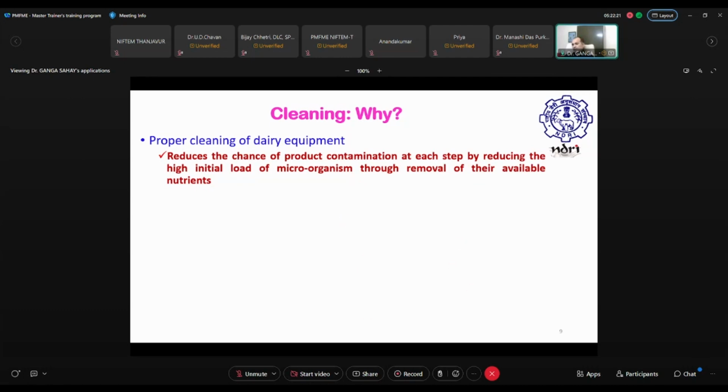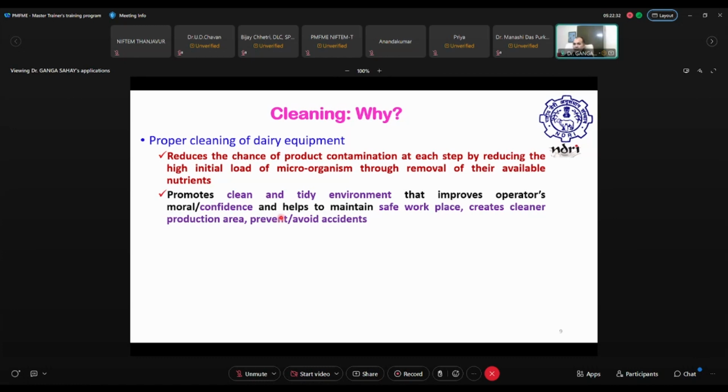So the basic function is to remove the nutrients which are present or available for the microorganisms. If they don't have feed, they won't survive so fast. It also promotes a clean and tidy environment that improves operators' morale and confidence, helps to maintain a safe workplace, creates a cleaner production area, and avoids accidents.